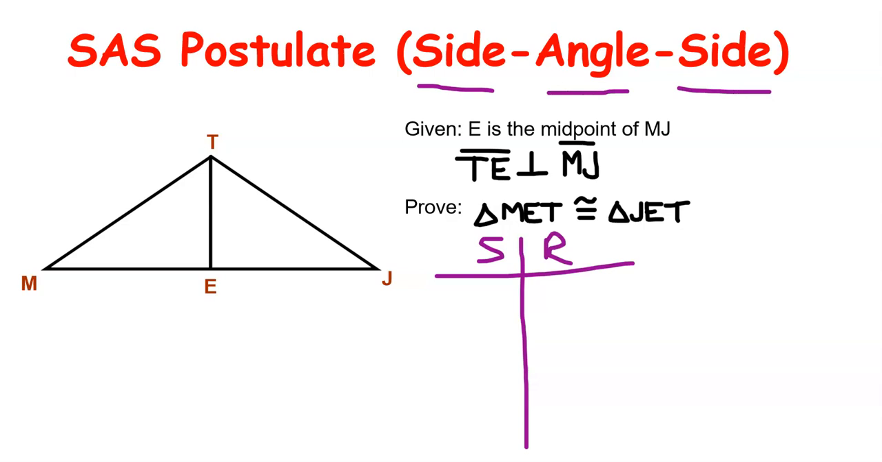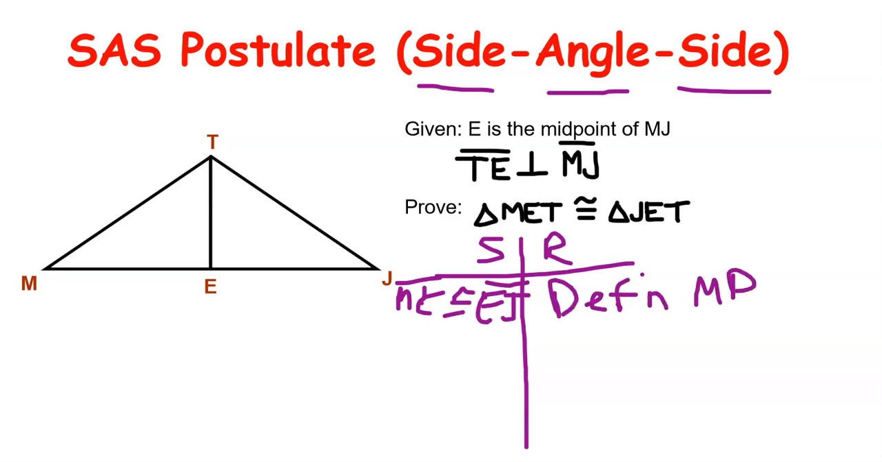Well, the first thing that we know is that E is the midpoint of MJ. Again, I'm not going to put it in the proof for the sake of saving space, but the given should be the first line of every proof. If E is the midpoint of MJ, then ME is congruent to EJ because that is the definition of midpoint. I'm going to abbreviate that MP. Cool. ME, EJ, good. Side.